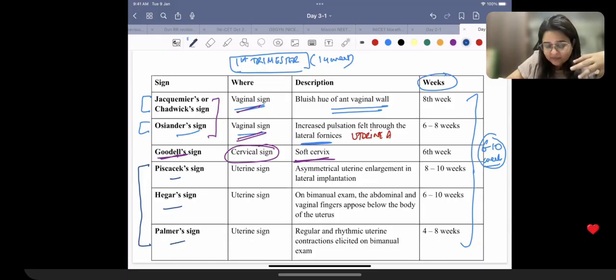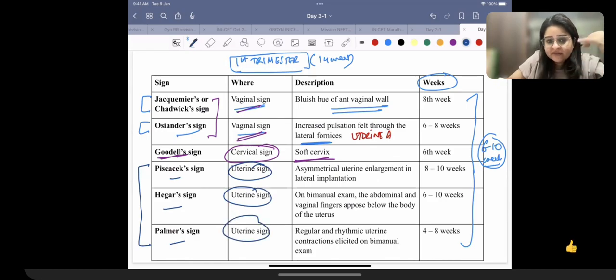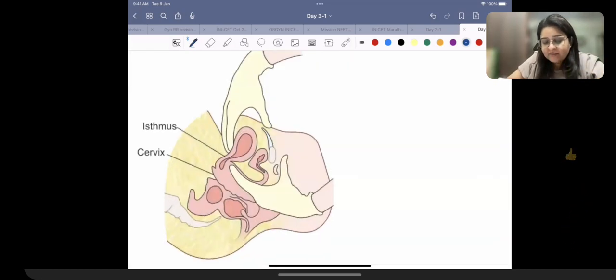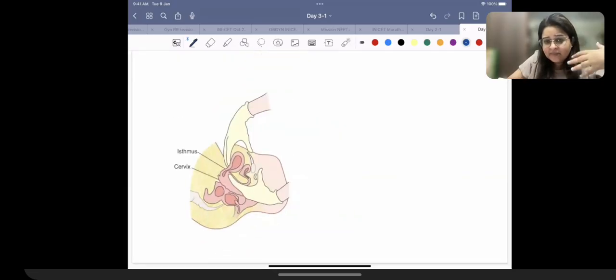Now, the most important among these is, and when I say uterine sign, I basically mean this examination. This is the bimanual examination that I was talking about. This is a bimanual: 2 fingers in the vagina, 1 hand on the abdomen. You're trying to feel the uterus between your hands. This is called a bimanual examination.